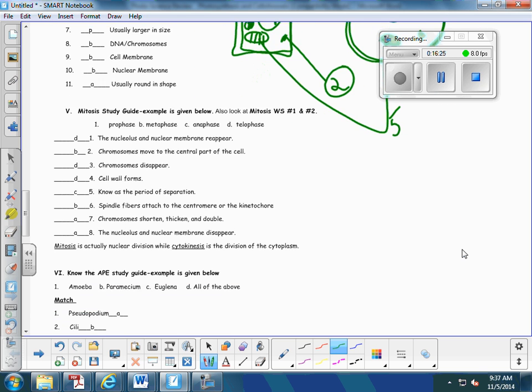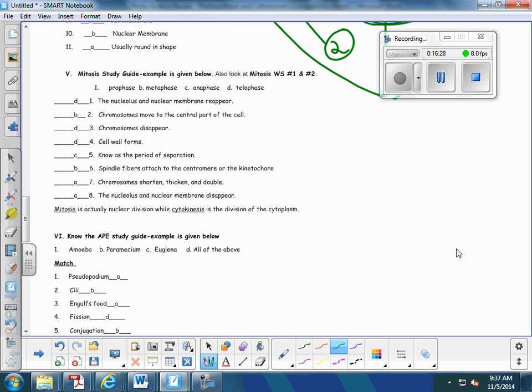Now, the mitosis study guide. We just took a mini quiz on this. And next Tuesday, you're going to have the quiz on this, and it looks just like this, folks. On your test, this is 1, 2, 3, 4, 5, 6, 7, 8, 9, 10. Right there is 10 questions on the exam.